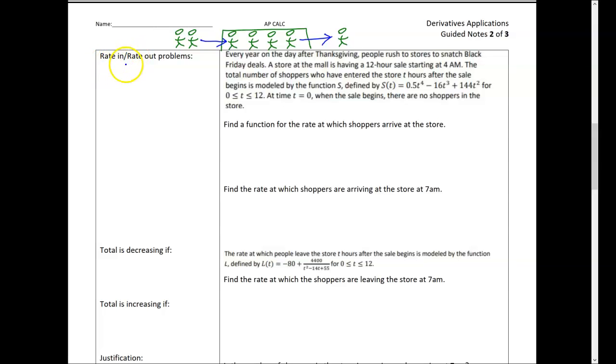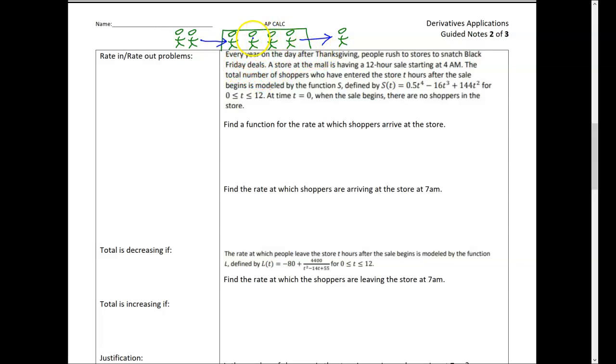So here we're going to tackle a specific kind of derivatives problem. It's called a rate in, rate out problem, and it's exactly what it sounds like. So here you can take a second to read the text. The problem is about people entering and leaving a store.